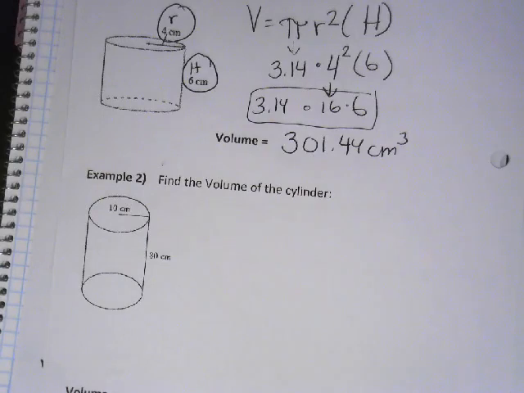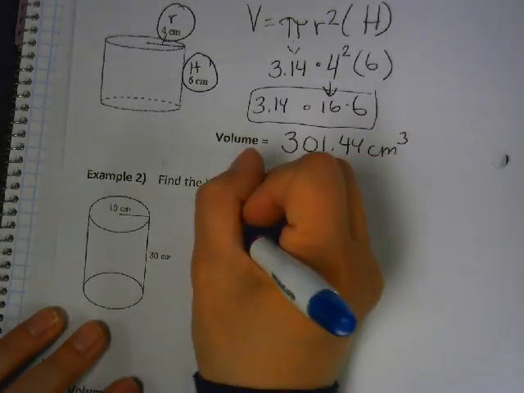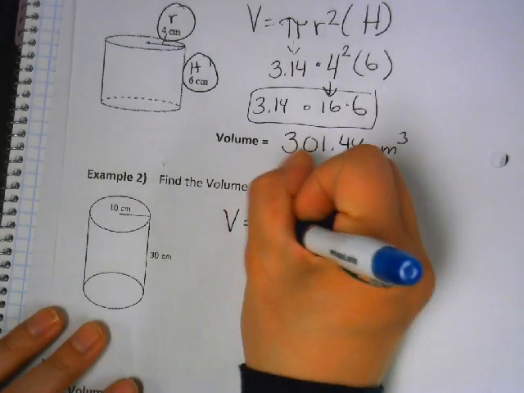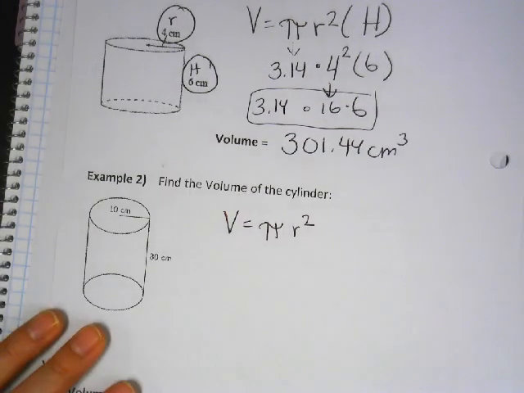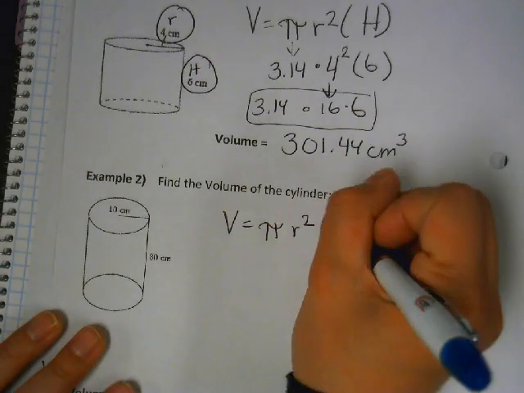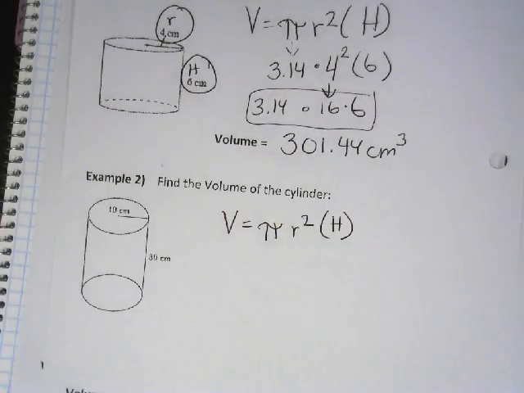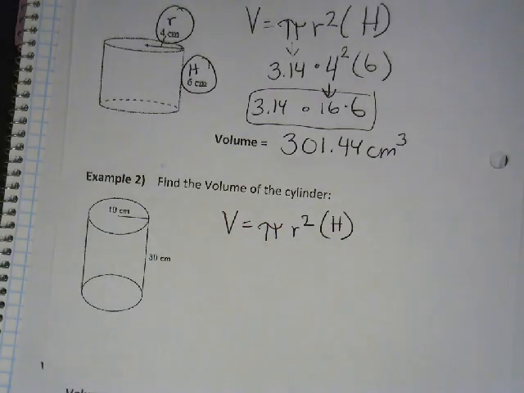Good. All right. Example number 2 will be volume equals pi r squared, right? That's how we start. And then what's the last thing we add? Times your height. All right. Plug in your numbers before I do.